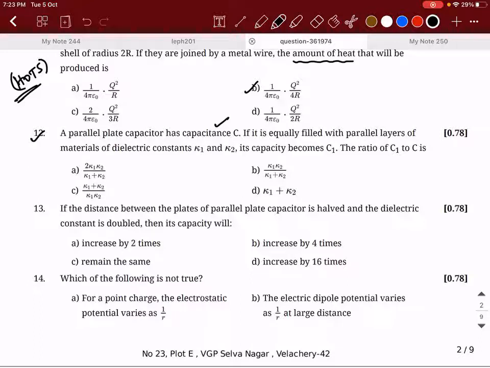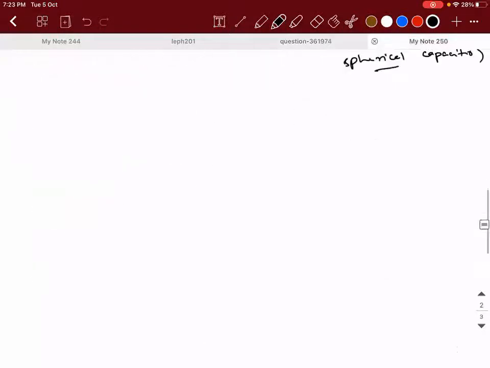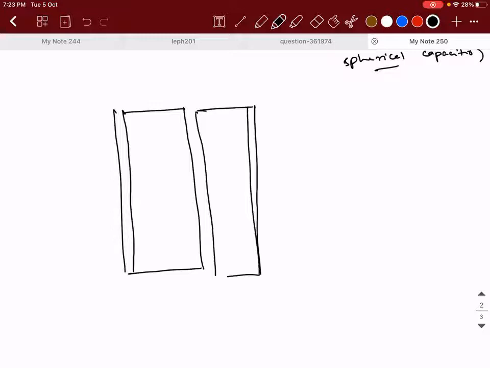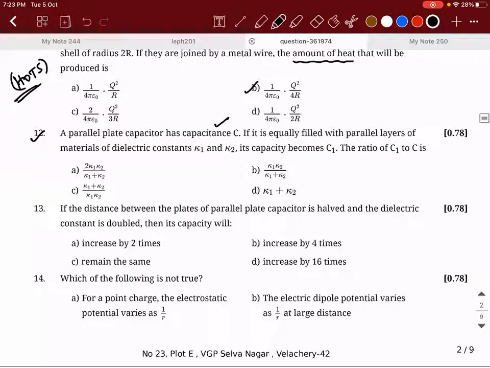How did you write? So can you tell me how you did it? For a parallel plate capacitor, it's C1 plus C2, sir. One minute. They are connected like this. Is this what you're trying to say? You're saying this is kappa 1, this is kappa 2, this is dielectric 1 and this is dielectric 2. Is this what you're trying to say? Read the question carefully.